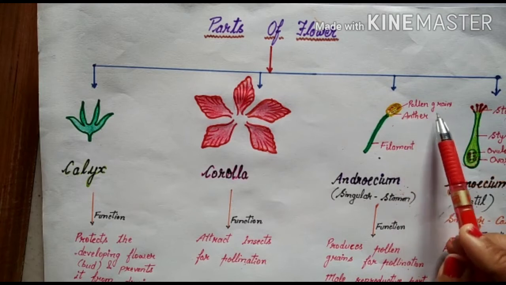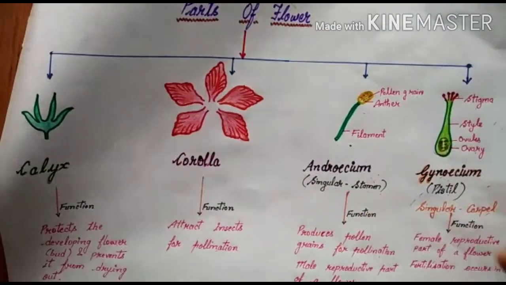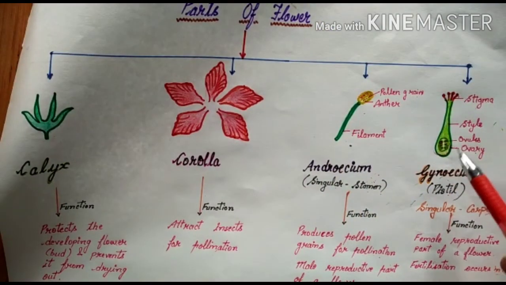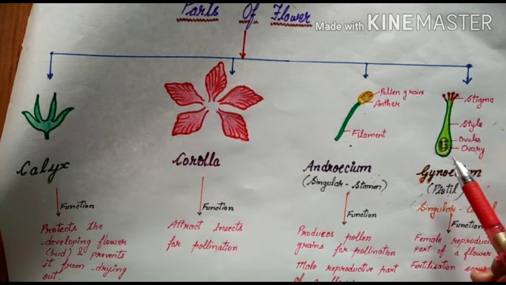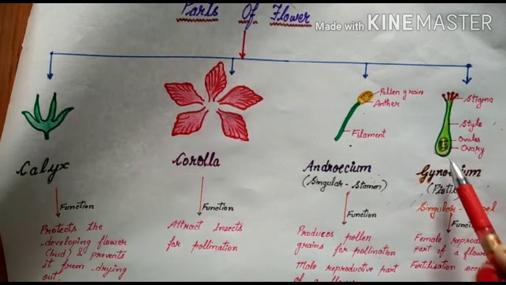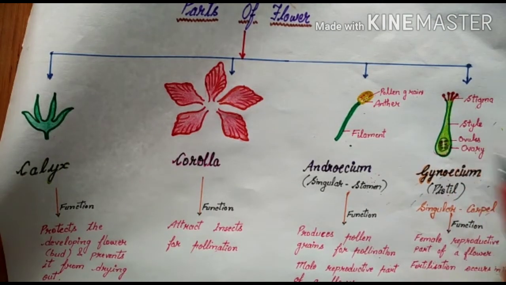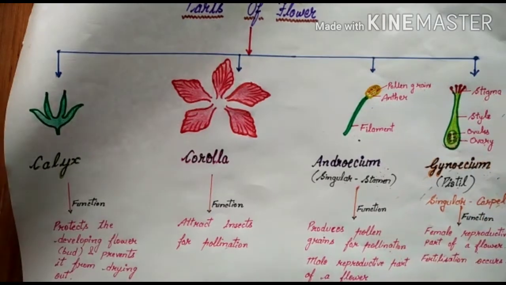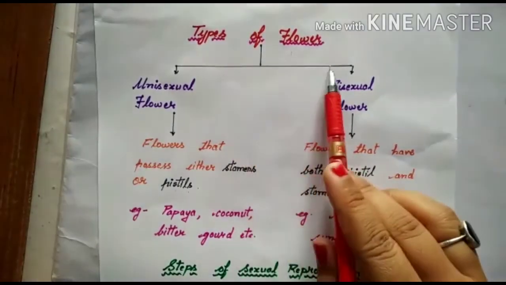Anther contains pollen grains. The innermost whorl or the fourth whorl of a flower is gynoecium, which is also known as pistil. It consists of three parts: stigma, which is sticky, style and ovary. Ovary contains ovules. Next is types of flower.